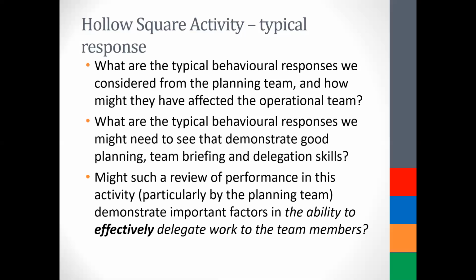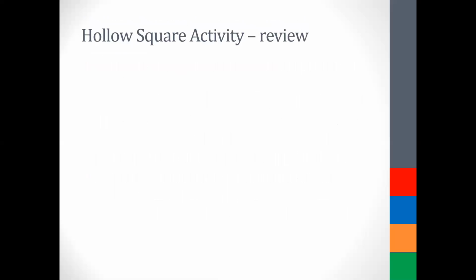So hopefully you would agree that a review of performance and activity, if it goes just the way we described, would demonstrate some of the important factors that might be missing or might not have been demonstrated in the ability to effectively delegate work. So they might have come up with some instructions, but it would be very rare in this case if they'd actually managed to complete the task or certainly complete it satisfactorily. So those are the very common features in the way Hollow Square tends to work. So again, from a review point of view, if you've run the activity and it is fairly predictable, it would tend to move in that way.